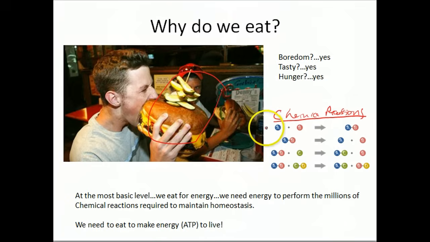So you have two reactants, A and B, and they go on to produce product AB. You may have reactant AB and go on to produce products A and B, okay? So you need energy to do some of these chemical reactions. The primary energy created by cellular respiration is ATP, okay? So we need to eat to generate ATP to live.